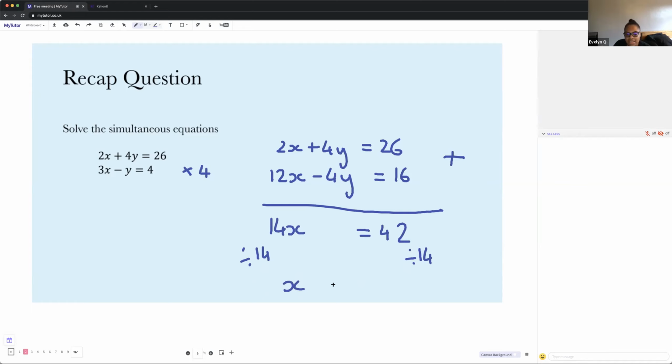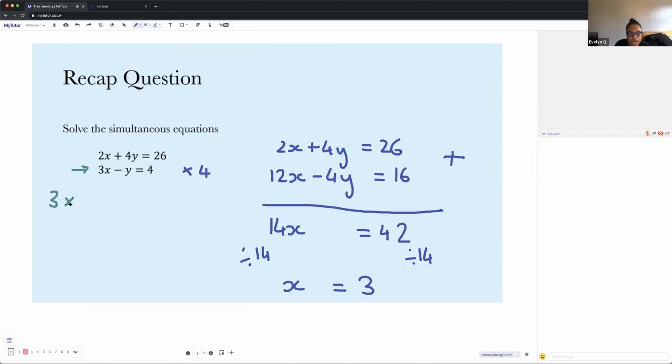And I'll get x equals, and 42 divided by 14 is 3. So x equals 3. Brilliant. Now, the last thing I need to do is take my x equals 3 and substitute it into one of these two equations to work out what y is going to be. So the easiest equation I could choose is the second one. So I'm going to substitute it into this second one.